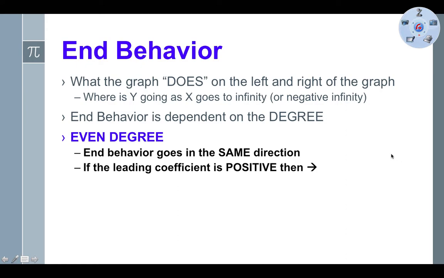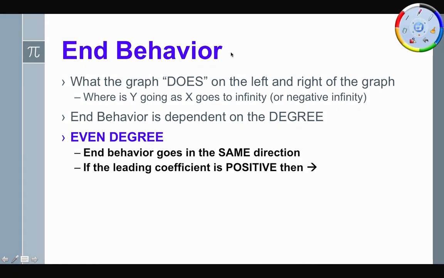If the leading coefficient, so let me remind us what a leading coefficient is. If we have 2x squared minus 3x plus 1, the leading coefficient is the coefficient in front of the biggest x. So in this case, the leading coefficient is 2. It's a positive number. And we know that a positive quadratic is going to go like this. If we have a positive even degree, our end behaviors both go up.